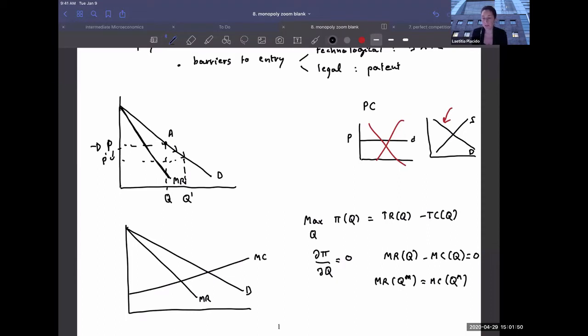In other words, the optimality condition for a monopolist is the same as under perfect competition. So what is the difference then? Here we just said that the monopolist sets a quantity Q star where marginal revenue intersects the marginal cost. The difference is that the price set by the monopolist is not going to be the marginal cost. Why? Because the monopolist follows the demand curve, so he's going to set the corresponding price on the demand curve. I'm going to call it PM and QM. That's the optimal price for a monopolist.